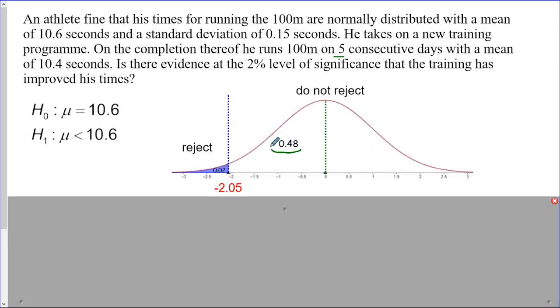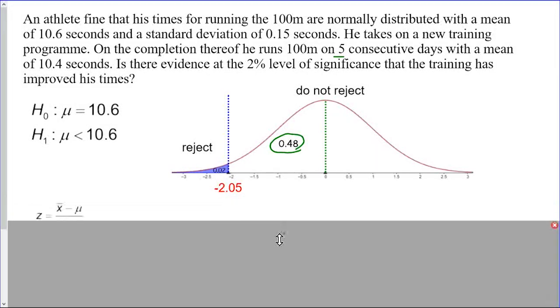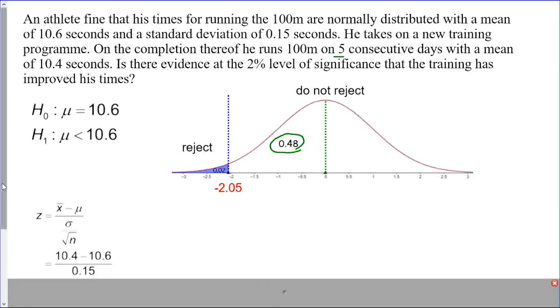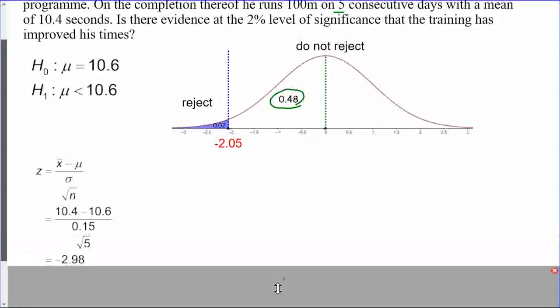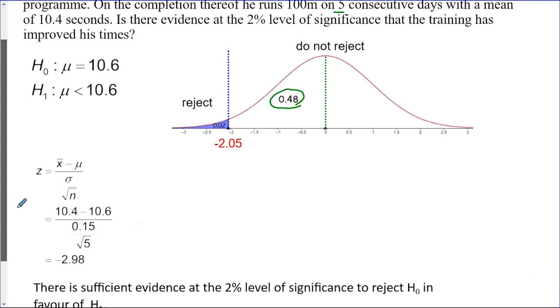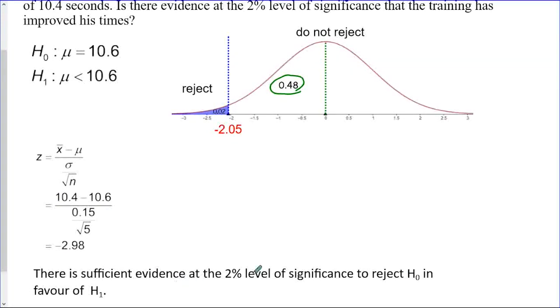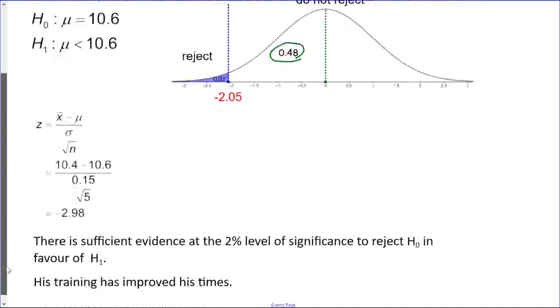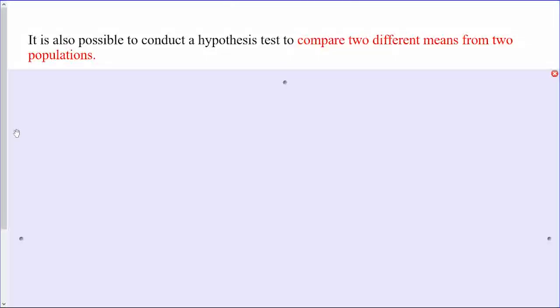So we would need to go and find 0.48 in the table, and that corresponds to 2.05, but in fact, negative 2.05. There's 2% in there. Now we calculate our test statistic using the formula that we're given, and we get a test statistic of negative 2.98. That's over here somewhere, so we're in the reject region. We can now conclude that there is sufficient evidence at the 2% level of significance to reject H0 in favor of H1. In other words, his training has improved his times in a statistically significant way, or by a statistically significant amount.